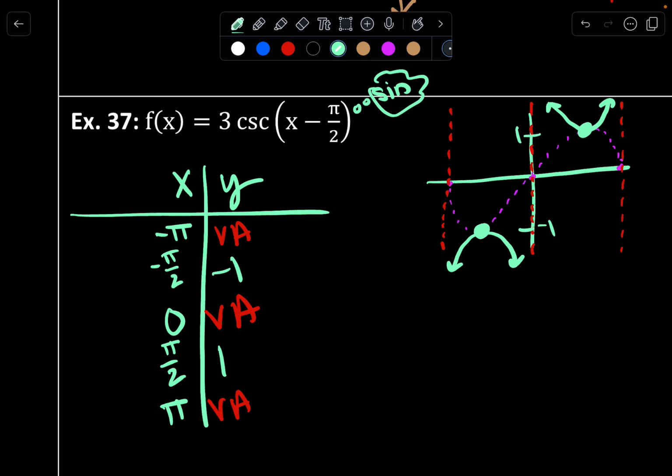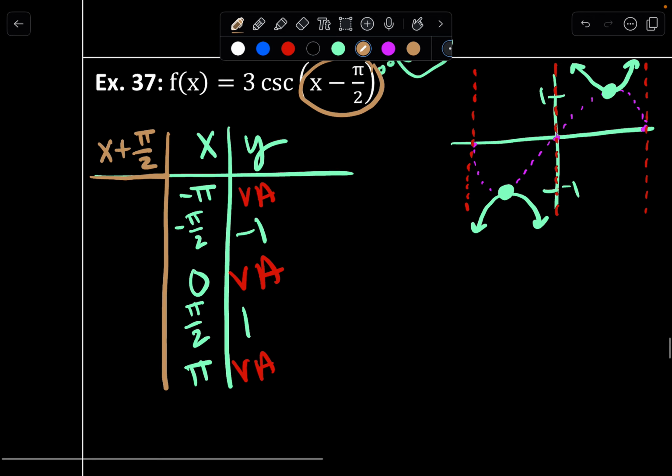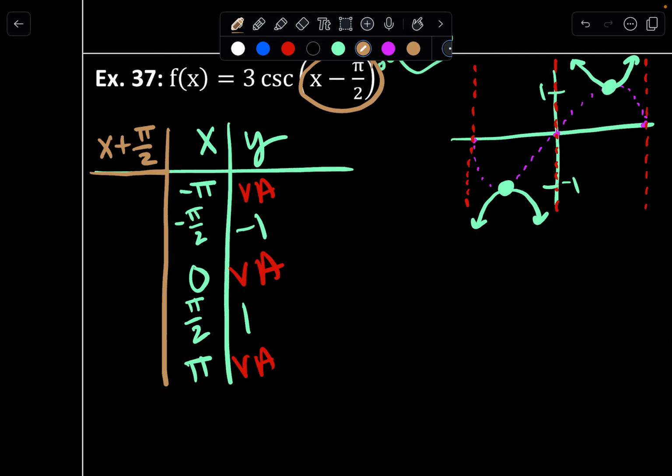All right, so we don't have any factoring to do. So let's go ahead and talk about the input transformations. I see that we have x minus pi over 2, so we have a phase shift to the right. So we are going to add pi over 2 to our inputs. So x plus pi over 2. So negative pi plus pi over 2, that's going to give us negative pi over 2. Negative pi over 2 plus pi over 2, we get 0.